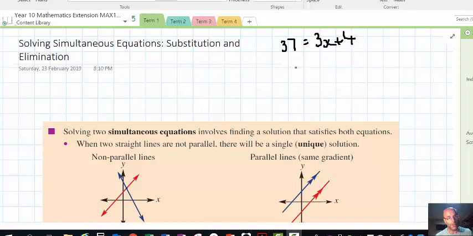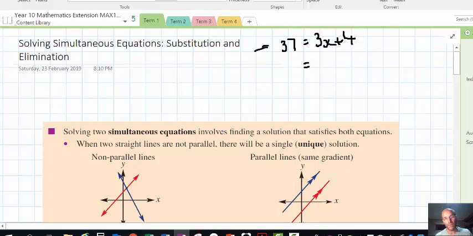Okay, the video is about solving simultaneous equations using two different methods, substitution and then elimination. Just to let you know, you may need to review or rewind parts of this video because there are two methods being shown in here.